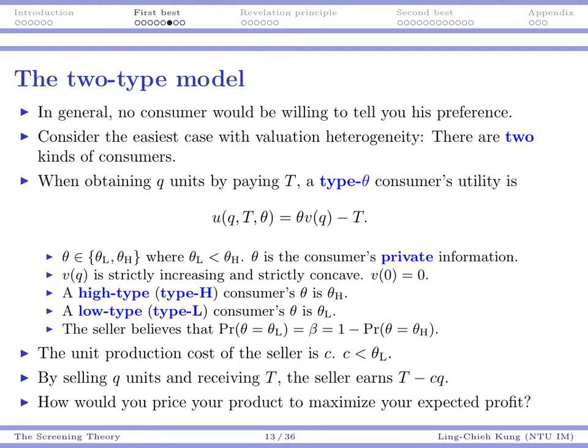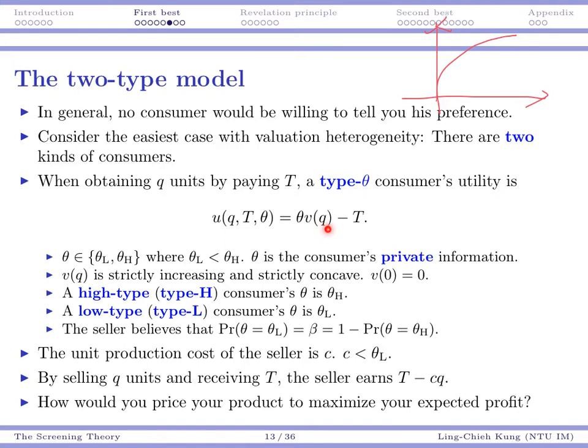So in general, no consumer is going to tell you his preferences. So let's consider the easiest case with valuation heterogeneity, and that's where there are two kinds of consumers. Below I'm going to formulate the problem with two kinds of consumers. Suppose consumers want to buy the product. If the consumer buys Q units, then the positive utility term is theta times V of Q. Here, V of Q is a function that is strictly increasing and concave, something like this.